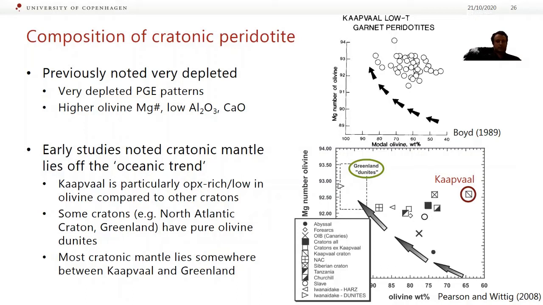So at first, this was thought to be a primary feature. With a bit more research around other cratons, it actually turns out that Kaapvaal is kind of unusual in this way. It's particularly rich in orthopyroxene and lower in olivine compared to other cratons. Some cratons, such as the North Atlantic craton, which is exposed in Greenland, as well as a little bit in Canada and northern Scotland, actually have peridotite xenoliths that are basically pure olivine dunites. And most cratonic mantle lies somewhere between Kaapvaal, with extremely OPX-rich, silica-enriched compositions, and these extremely OPX-poor Greenland dunites.